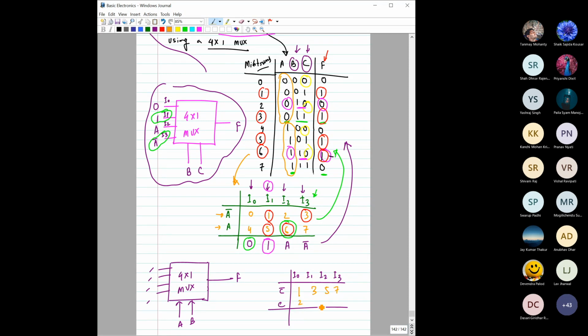So the remaining cases like 2, 4, 6, and... no, 0. 8 will never come, right? How can I write 8? So it will become 0, 2, 4, 6. Okay. Now again we have to see where these outputs are equal to 1. So the outputs are 1 here.